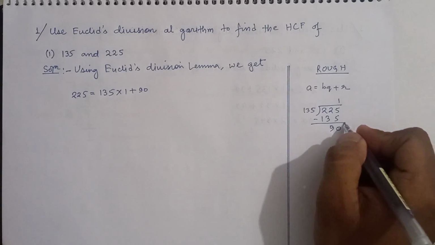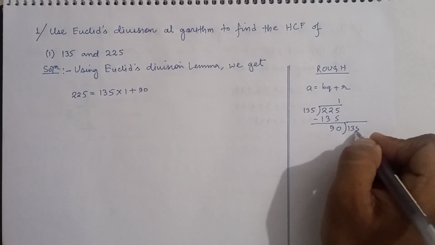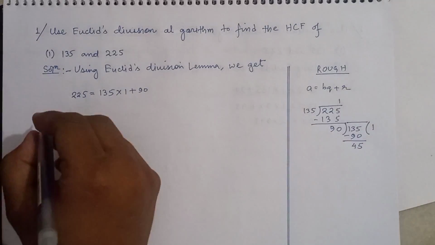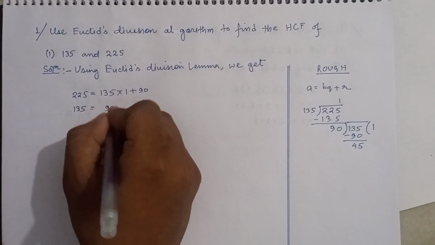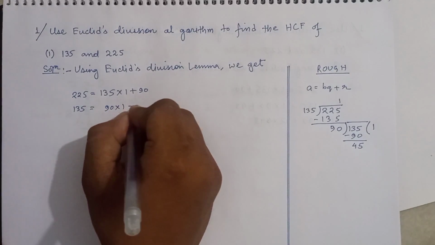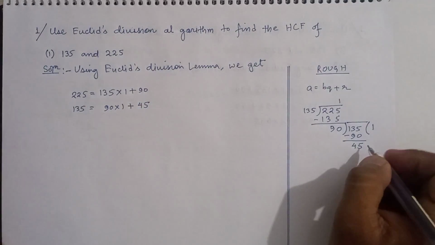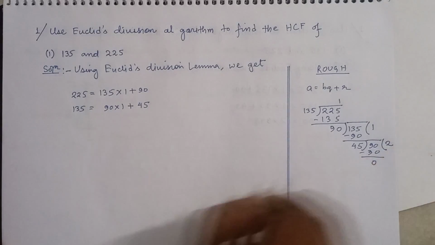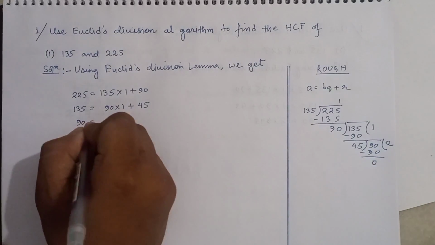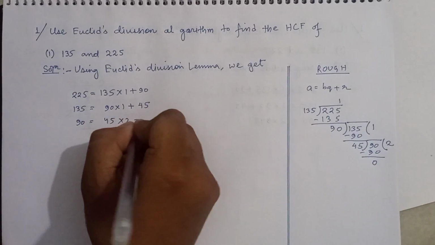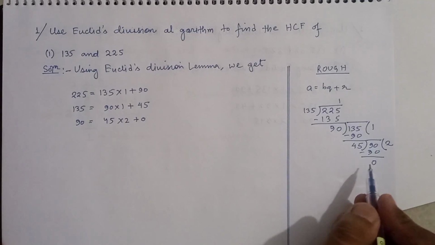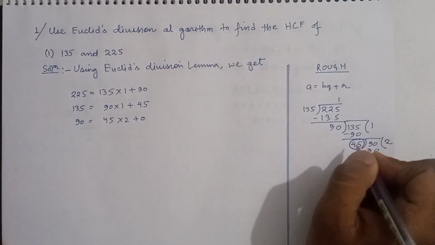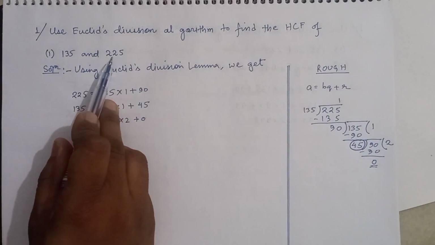So at this stage, this 90 will become the new divisor and 135 will become the dividend. So 90 into 1 is 90. Similarly, this 45 will become the new divisor. 45 into 2 is 90. 90 minus 90, remainder is 0. At this stage, we see that the remainder has become 0. The remainder is 0 when the divisor is 45. So we can say that the HCF of 135 and 225 is 45.